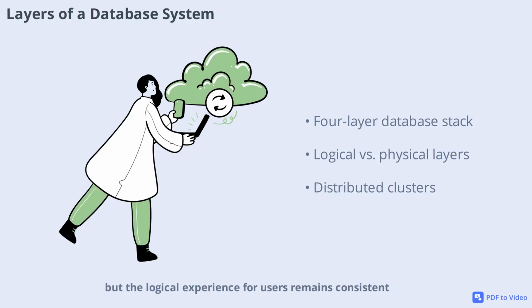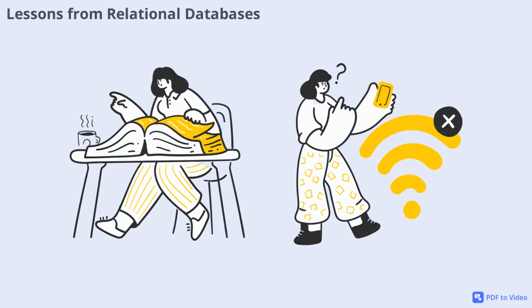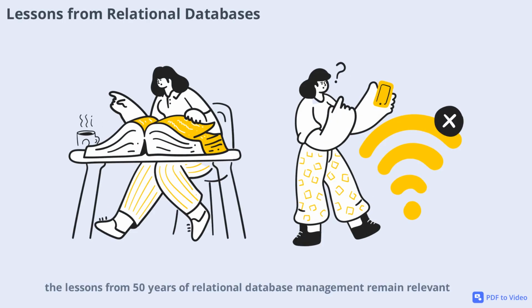Despite the rise of new data models, the lessons from 50 years of relational database management remain relevant. The relational model's focus on tables, logical abstraction, and standardized query languages has influenced even non-relational systems. Data independence applies to all data shapes: tables, trees, cubes, graphs, and unstructured data, ensuring that users can work with data logically, regardless of its underlying structure.